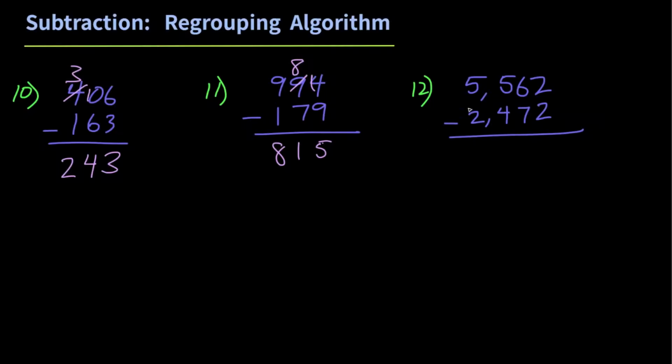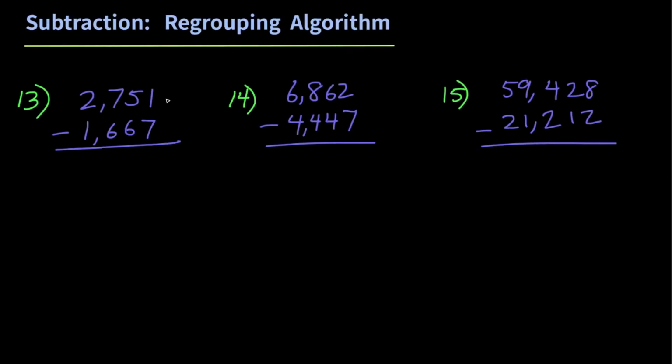Number 12, 5,562 minus 2,472. Start in the ones. 2 minus 2 is 0. 6 minus 7, can't do it. 7 is bigger. So I need to borrow and add 10. 16 minus 7 is 9. 4 minus 4, 0. 5 minus 2 is 3. So the result is 3,090.